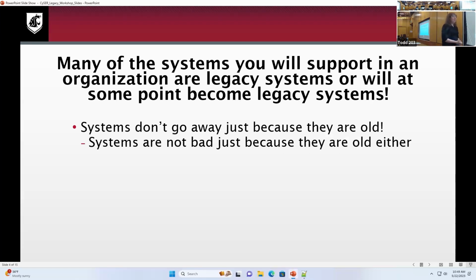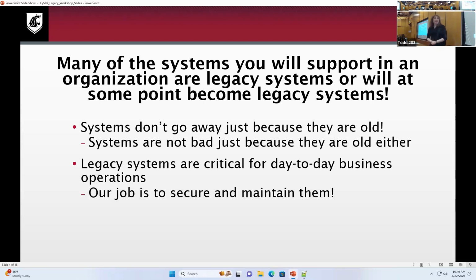Additionally, systems don't go away just because they are old. You actually have to do something about it. And systems are not bad just because they are old either. There's a reason why the system has been in the organization as long as it has been. So you can't just dismiss these systems like, well, they're old and I want to work on something new. It is your job to work on these systems because they're critical for the day-to-day business operations. You can't just go to management and say we're not going to use the system because it's old and outdated. It is your job as a member of that organization to actually maintain that system and secure it.